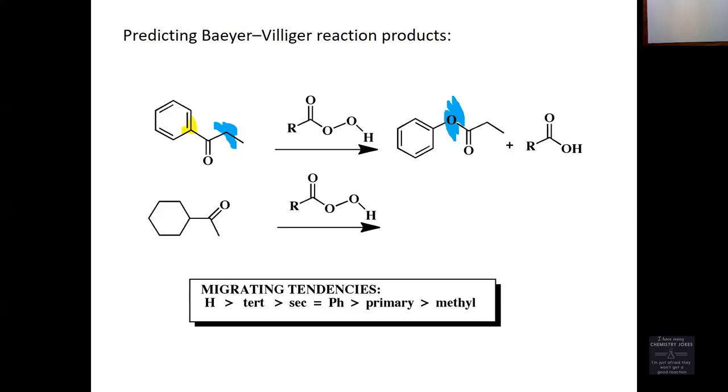In this bottom example, we've got this carbon, which is a methyl carbon. And we've got this carbon, which is a secondary carbon. Again, we're not counting the carbonyl carbon. We're counting, if it were migrating, what kind is it that is migrating? So secondary versus methyl, secondary migrates faster. So we end up with that ester. That wasn't a lot to say about the Baeyer-Villiger oxidation, but it's an important little reaction of aldehydes and ketones.